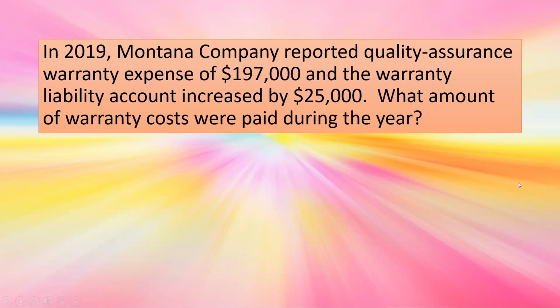All right. In 2019, Montana Company reported quality assurance warranty expense of $197,000, and the warranty liability account increased by $25,000. What amount of warranty costs were paid during the year?